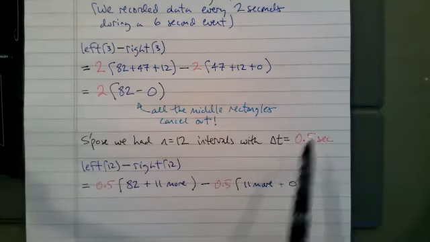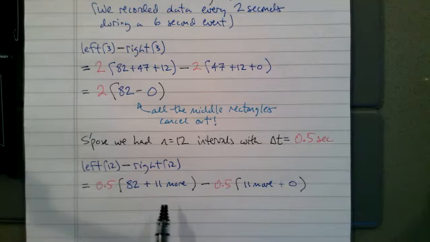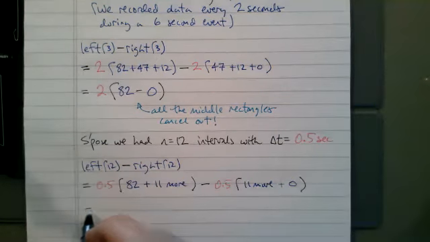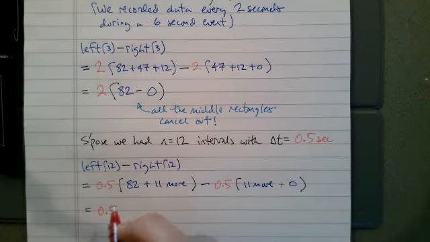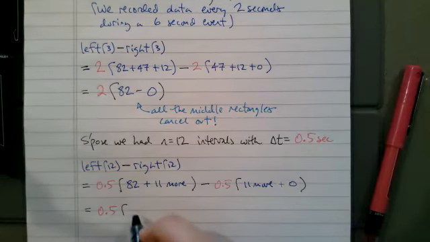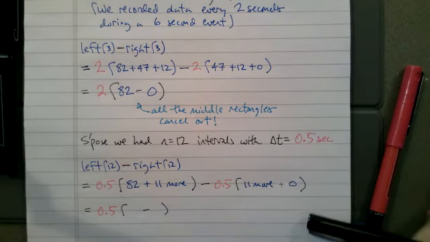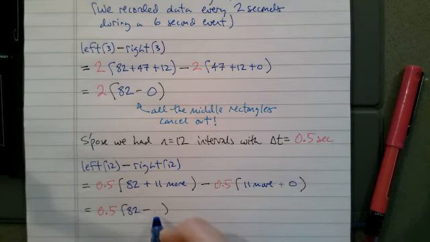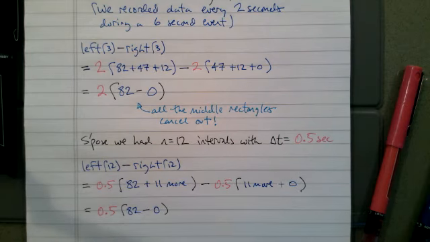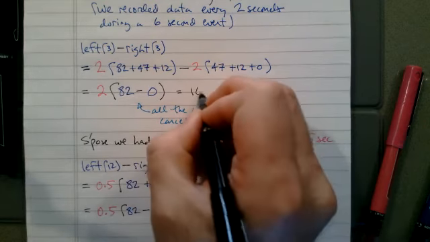And since we're looking at the difference between left 12 and right 12, the 11 in the middle would cancel out. And so left 12 minus right 12 will be the 0.5 times 82 minus 0. With left 3 minus right 3, 2 times 82 minus 0 meant a difference of 164 feet.